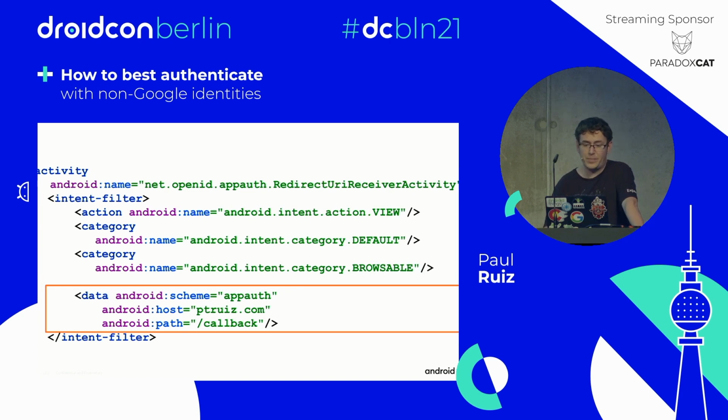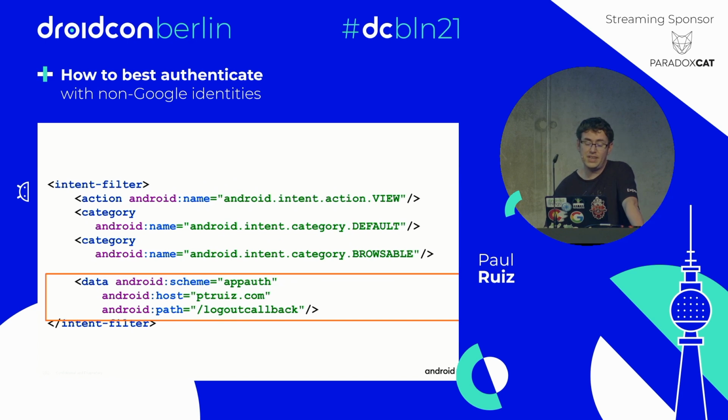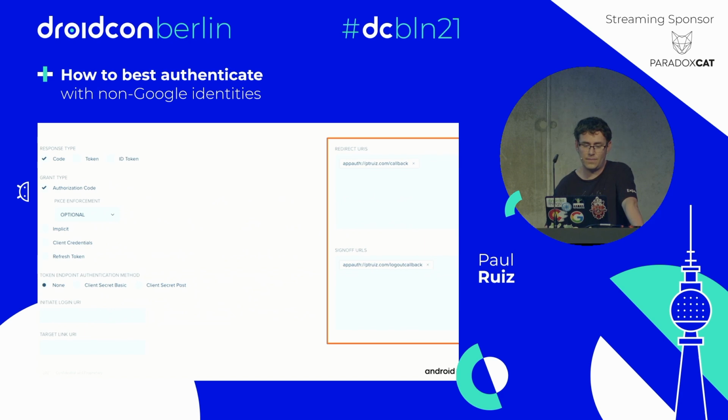And then one of the big things to notice in this area is that we've included a data node that uses a scheme and a host, plus an optional path, so that this activity knows what URIs are going to need to be redirected. We'll also need to add a second intent filter for this example to handle redirecting logout responses. Additionally, it's important to note that these values should match up to the redirect URIs that were set up with the identity provider a few slides ago.